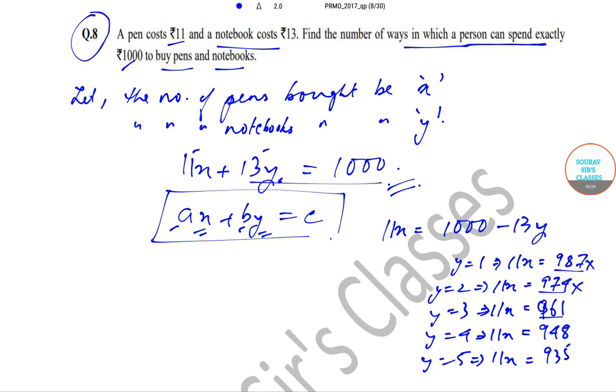961. So 961 will be 9 plus 6 is 15, 15 plus 1 is 16. This is also not divisible by 11. Okay. So 948. 9 plus 4 is 13, 13 plus 8 is 21. 21 is also not divisible by 11. 935. Now 935 is 9 plus 6 is 12, 12 plus 7.